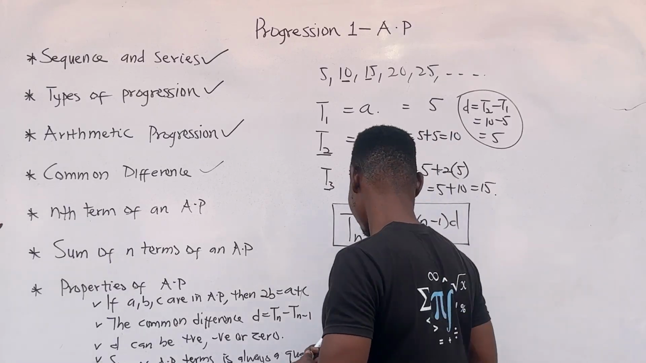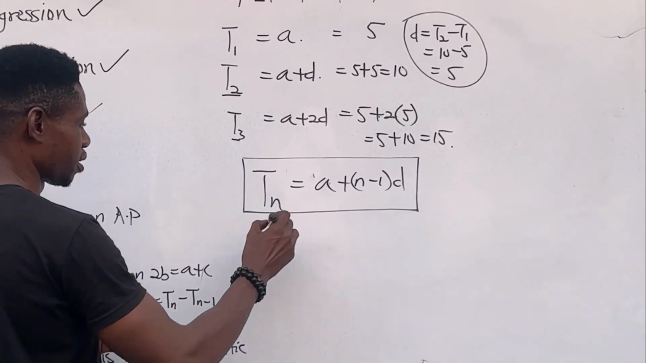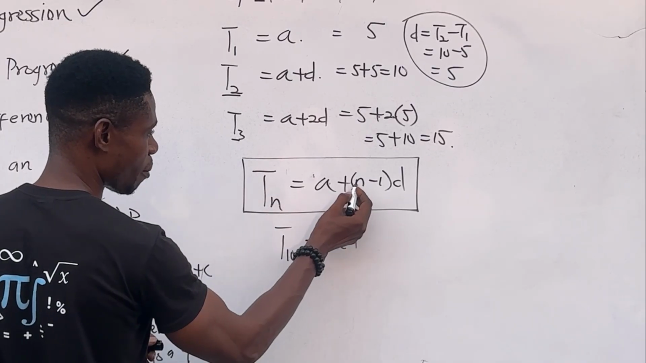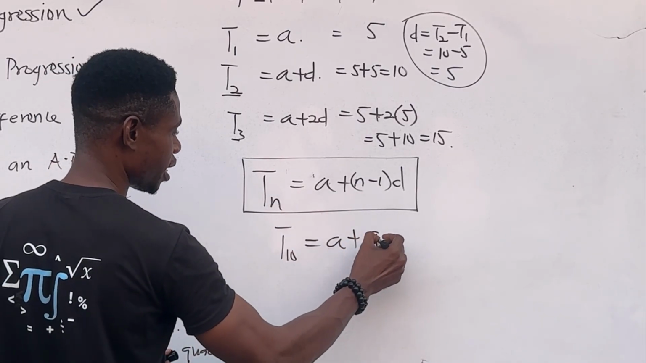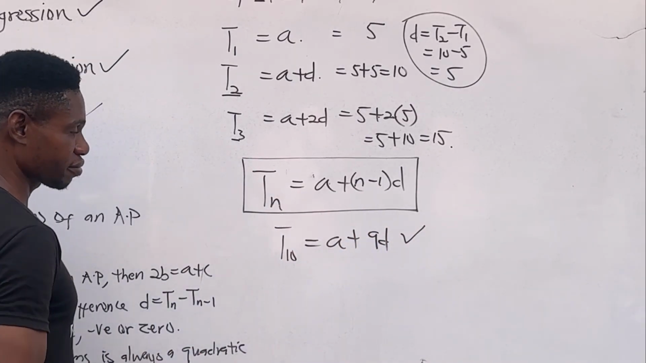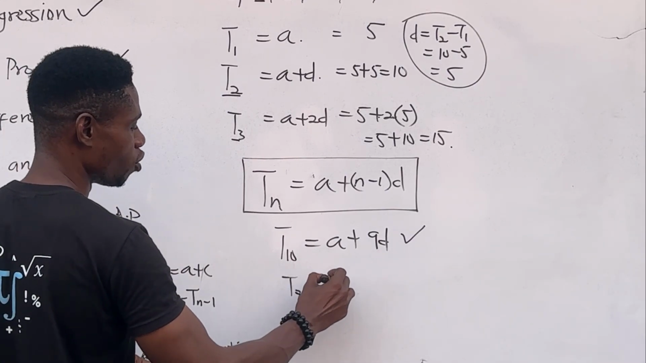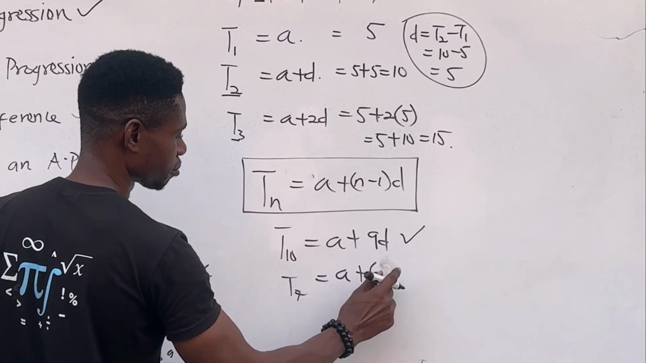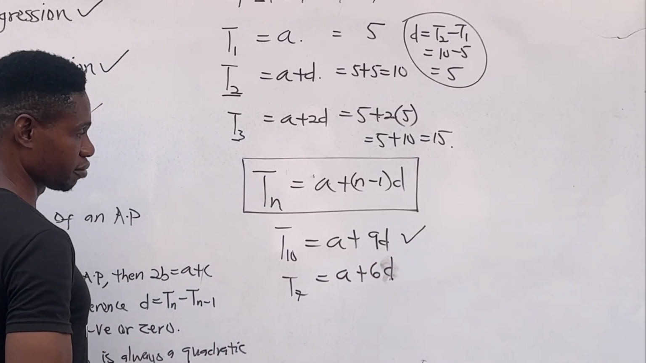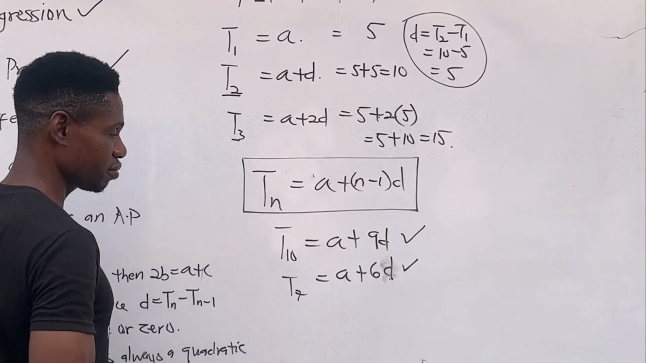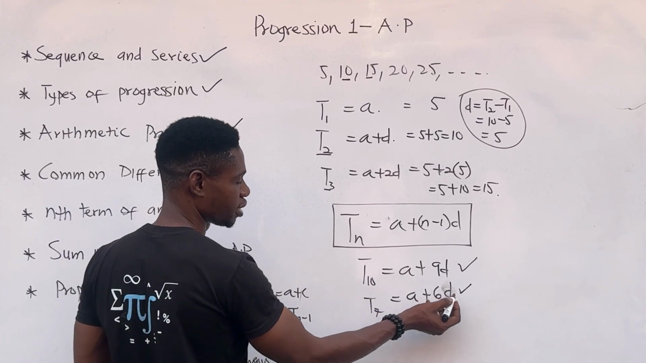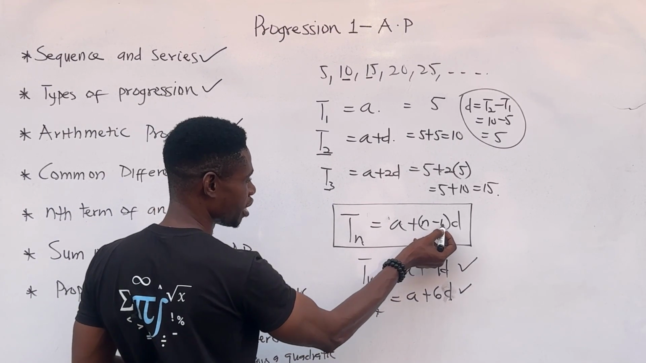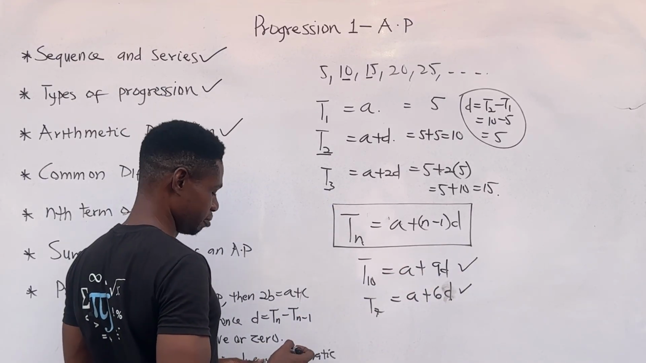So to make our work easy, T10 will be A plus 10 minus 1, which is 9, so 9D. T7 will be what? A plus 6D. So just subtract 1 from the number. T10 will be A plus 9D. Tn will be A plus n minus 1 D. Okay?